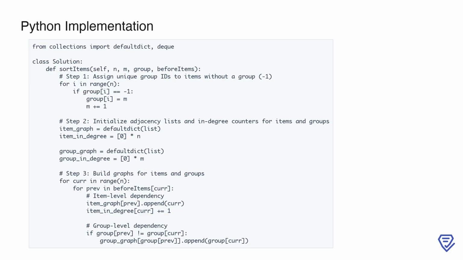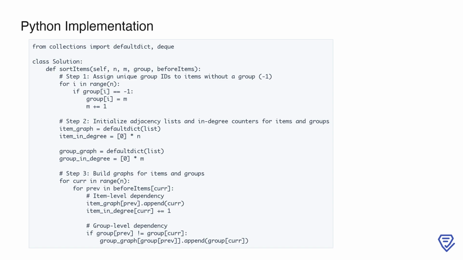Next, we initialize the data structures needed for our graph processing. Specifically, we create adjacency lists for both items and groups using defaultdict. These will store the dependencies for each item and group. Additionally, we initialize item_in_degree and group_in_degree arrays to track the number of dependencies or prerequisites for each item and group. Finally, we populate these graphs and in_degree arrays.